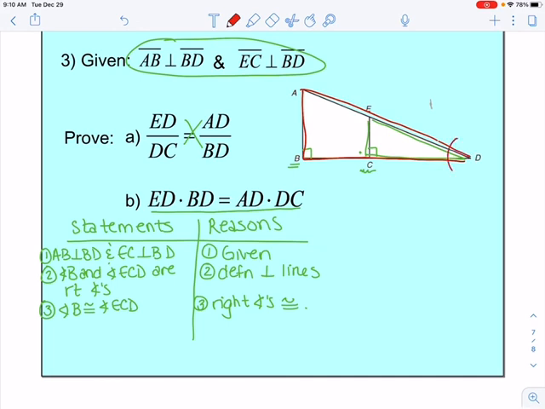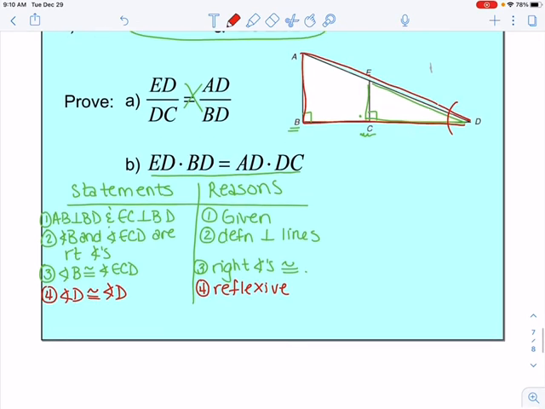Okay, so next thing I can say is that I have the reflexive property for that angle. So angle D is congruent to angle D, and that's by the reflexive property. Now I have my 2 angles, so now I can say that the triangles are similar because of angle-angle similarity. So triangle ADB is going to be similar to triangle EDC. Again, remember, order matters there, because of angle-angle similarity.